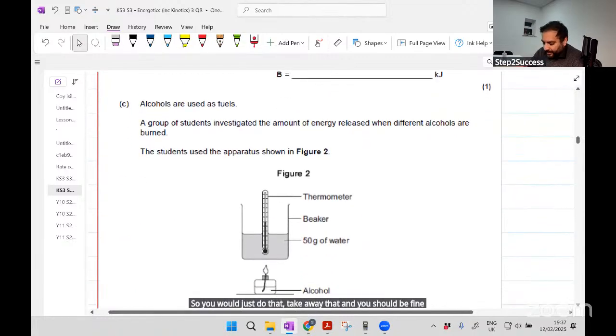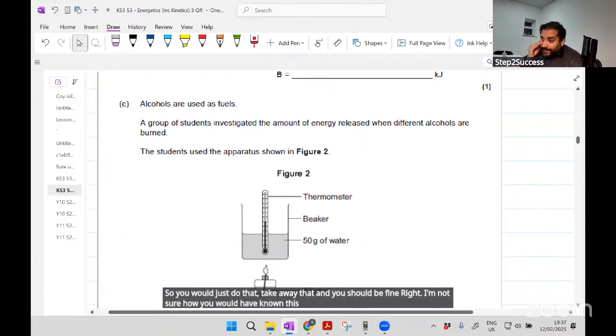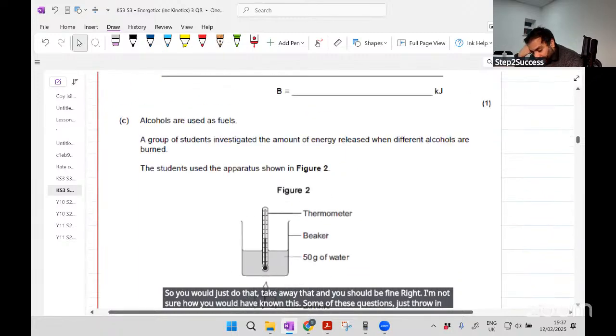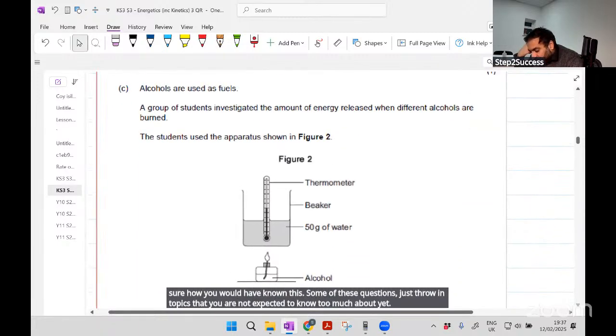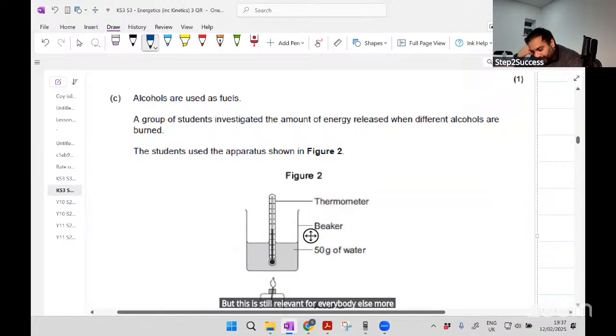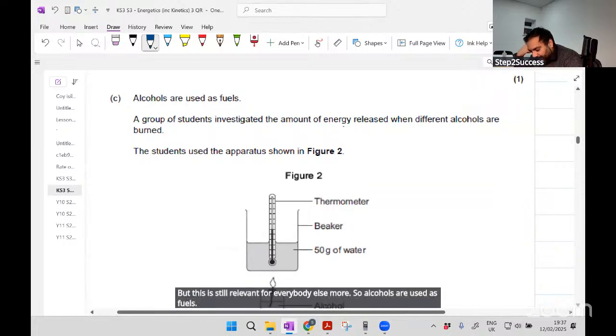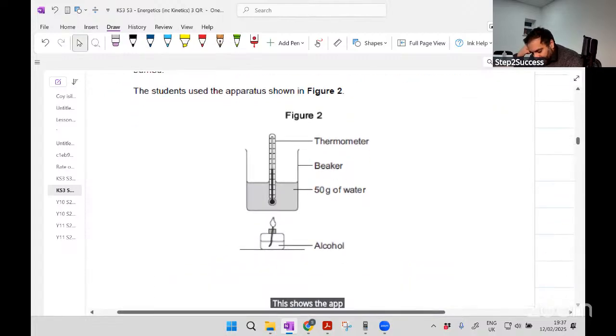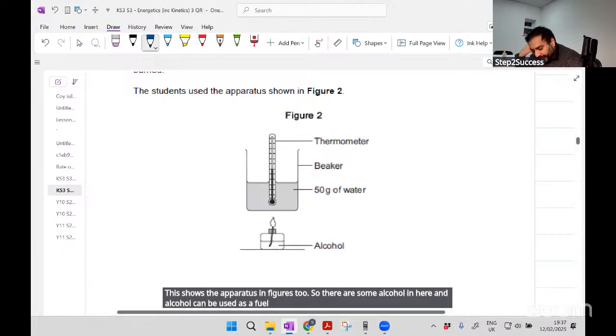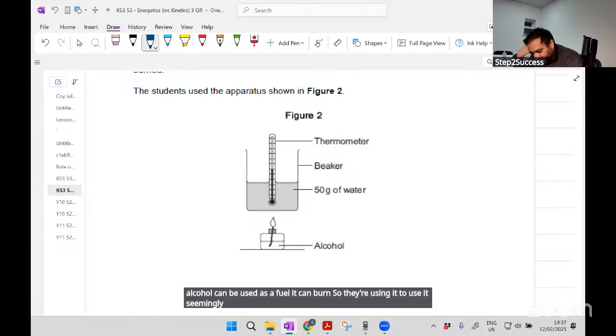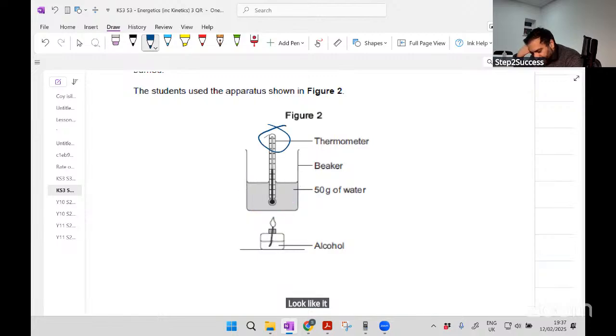Right, I'm not sure how you would have known this. Some of these questions just throw in topics that you are not expected to know too much about yet, but this is still relevant for everybody else more. So alcohols are used as fuels. A group of students investigate the amount of energy released when different alcohols are burned. This shows the apparatus in figure two. So there is some alcohol in here, and alcohol can be used as a fuel. It can burn. So they're using it to seemingly heat up some water. Looks like it. And then they're going to measure the temperature, I guess.